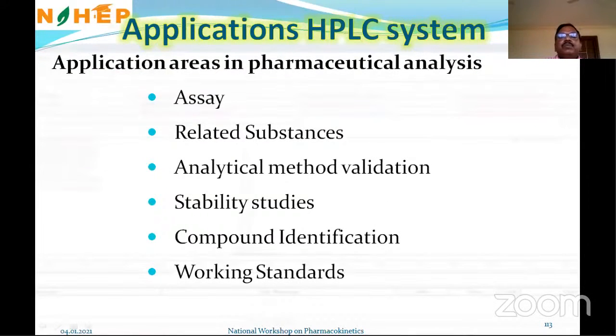So coming to the application of HPLC in the pharmaceutical industry, it is used for analysis of assays and related substances estimation, analytical method validation, stability studies, and compound identification and working standards.